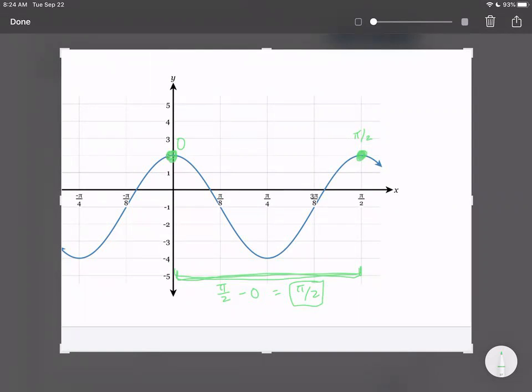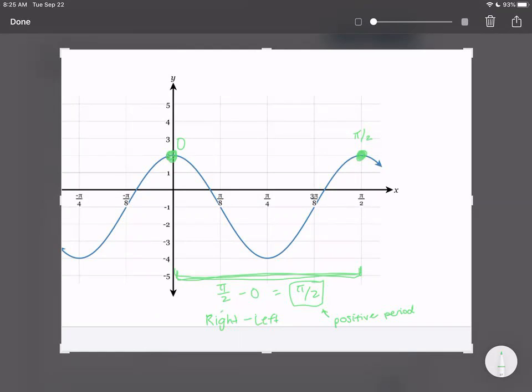Any questions on this? Oh, how do you know which one goes first, like pi over 2 minus 0? You do the bigger one, the one that's more to the right, minus the left, so that you get a positive number as your answer. If you do right minus left, you have bigger minus smaller, so you end up with a positive period, because a period is a length, so you want it to be a positive length.